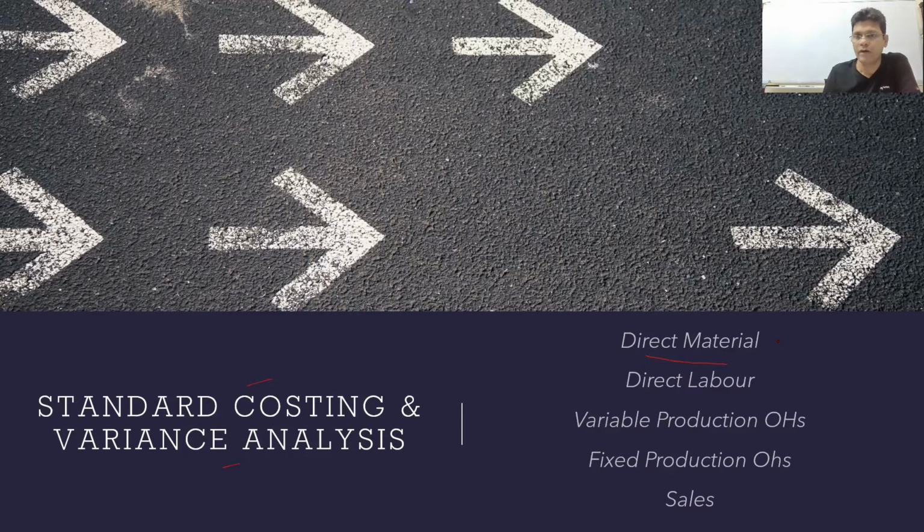Under this, we have to calculate two types of variances, basically the price and the usage variances. And under direct labor, we have again two types of variances, basically rate and efficiency variances. Then we have variable production overheads. Under this also we have two types of variances, basically the expenditure variance and efficiency variance.